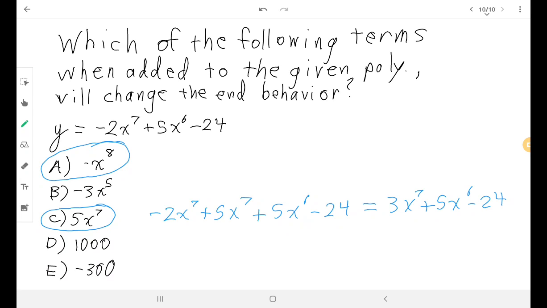Now D and E, all they do is change the constant at the end. That has nothing to do with the degree-defining term, so they don't have anything to do with it. All right. That is the last board for this section, and we will see you in future sections.